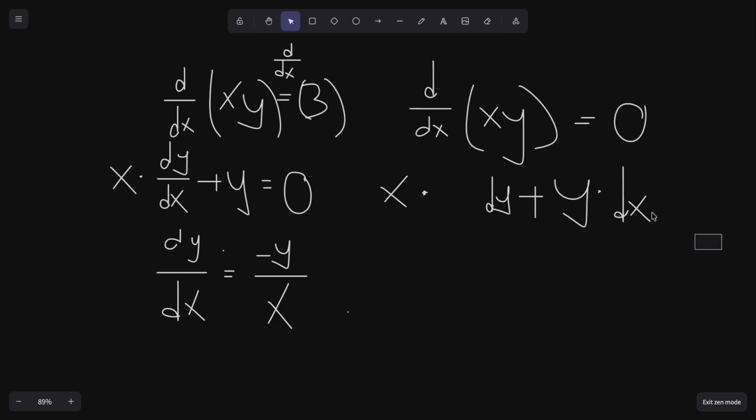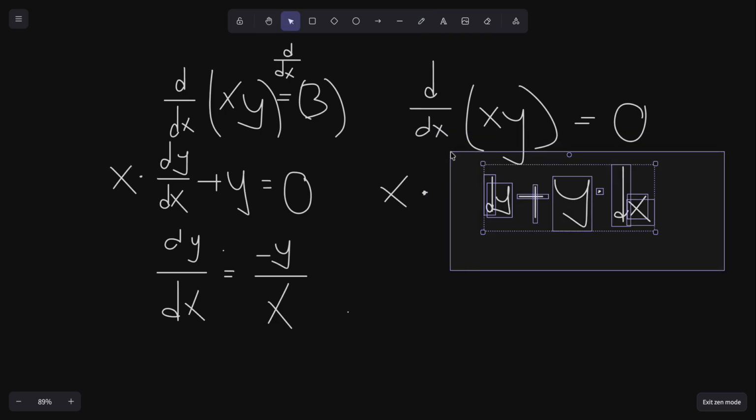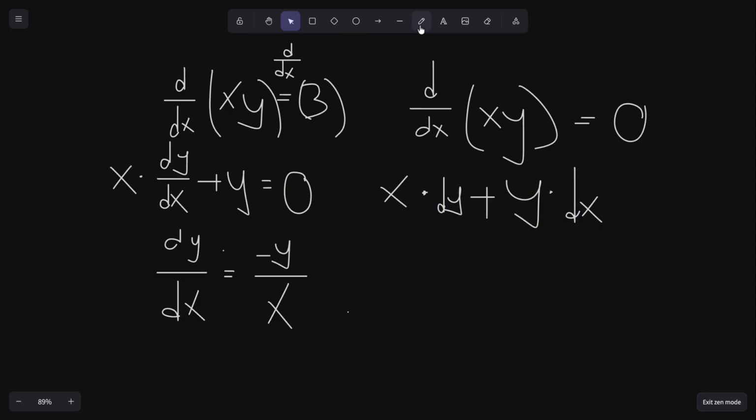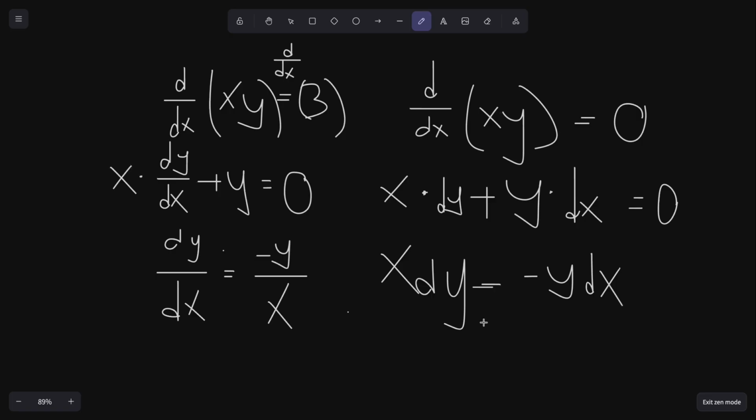I know these steps might seem random if you haven't seen this trick before. And this is going to be equal to 0. But let's solve for dy dx. I move this to the other side, so I get x dy is equal to negative y dx. If I divide by dx on both sides, and then I divide both sides by x, would you look at that? We have the exact same answer.